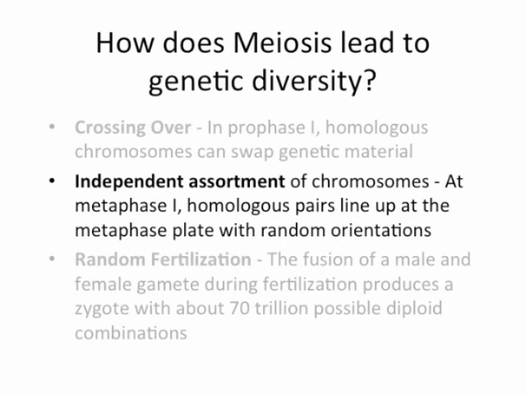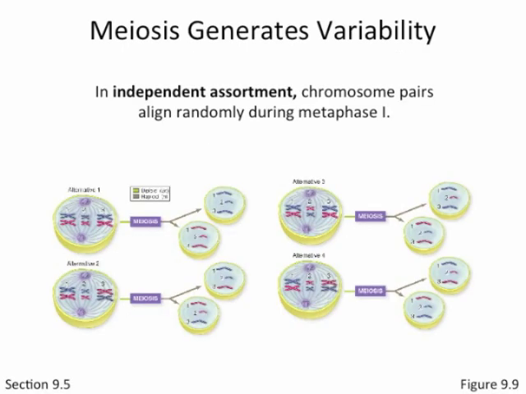So what that allows to happen is this. Here are simple cells that have 6 chromosomes, 3 homologous pairs of chromosomes. In this version, all of the blue chromosomes lined up on the top of the metaphase plate and all the red ones on the bottom. In alternative 2, homologous pair 1 and 2 lined up with the blue on top and the red on bottom, but pair 3 lined up with the opposite orientation.